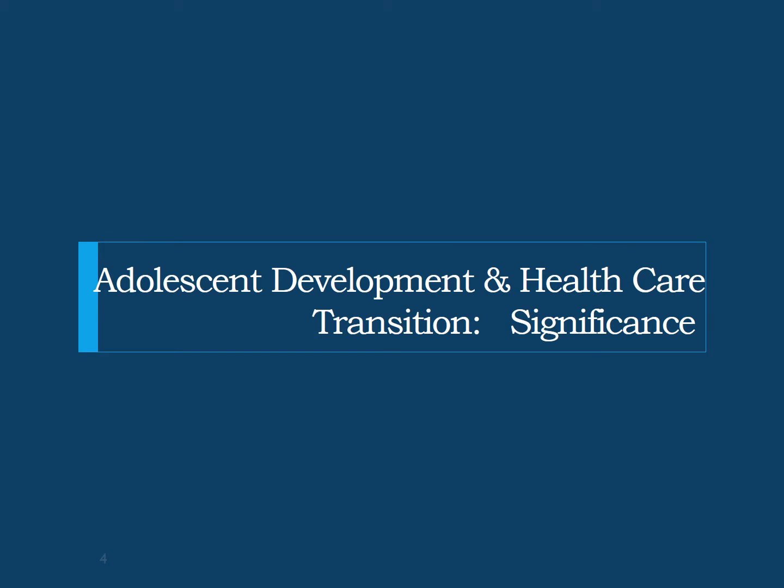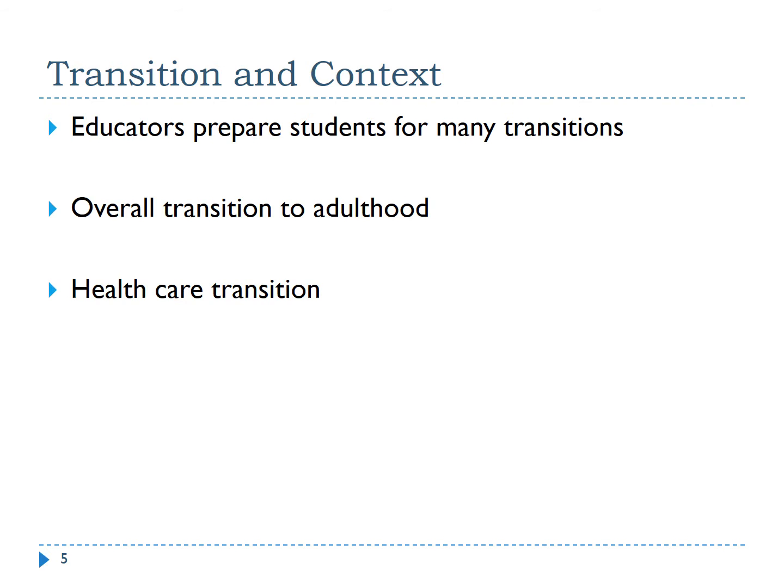Healthcare transition is part of a developmental process. Independence in areas of life such as school, work, home, and recreation are important for developing skills that make healthcare transition easier. Consider the transitions that students prepare for: middle school to high school, graduation to post-secondary education, and school to work. The healthcare transition takes place within the context of these life transitions.